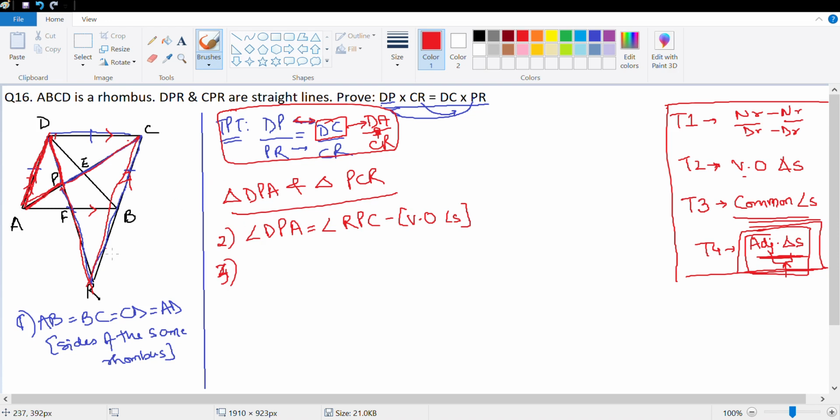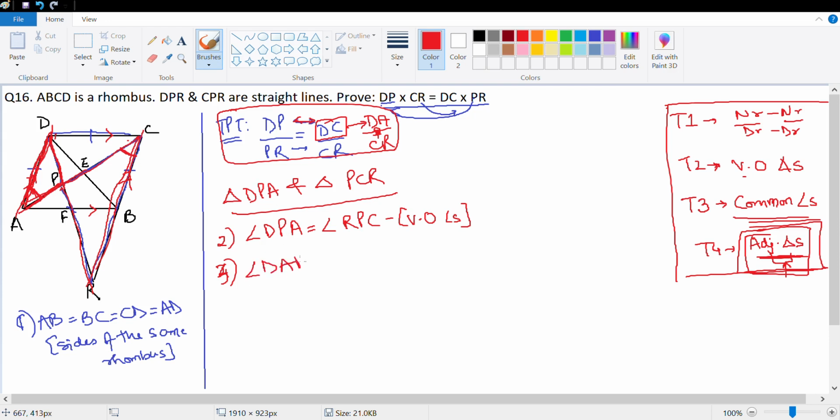Yes, I noticed that angle A here and angle C here will be equal because these are alternate angles. DA and CR are parallel and AC is the transversal. So these two angles are alternate angles. So let's just write this down.